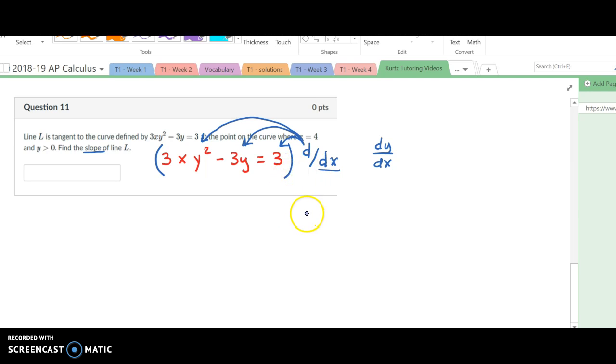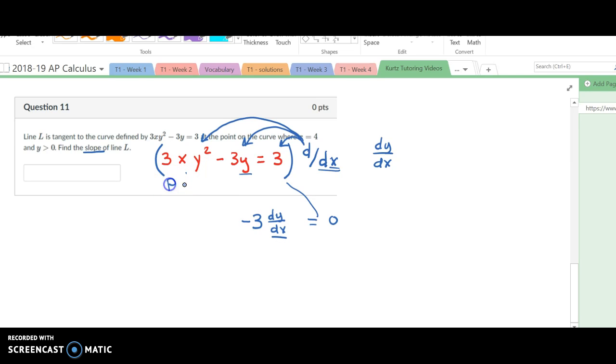The derivative of 3 is 0. That's equal to the derivative of negative 3y. Well, if we were taking the derivative with respect to x, we'd just have negative 3. But because the y is not the same variable as x, we're going to have a dy dx term. Or think about, what is the derivative of y with respect to x? Well, it's dy dx.